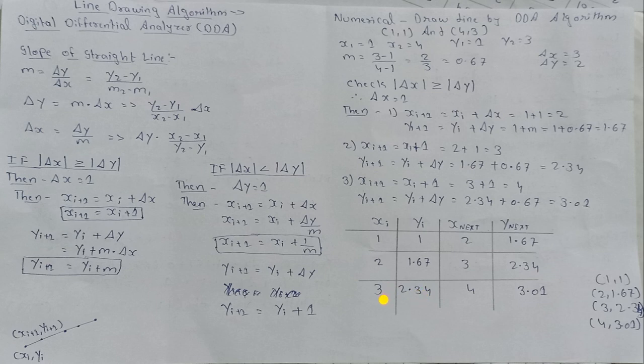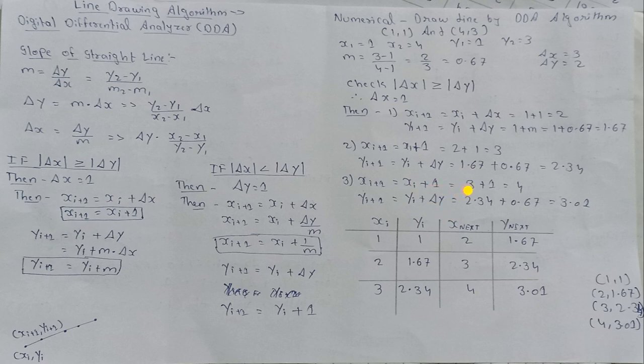Okay, so again we have to go to this formula. To find out the xi plus 1, we already have xi and yi, don't be confused. Xi plus 1 equal to xi plus delta x, so this is the formula. Instead of delta x I have written 1 here because delta x equal to 1.